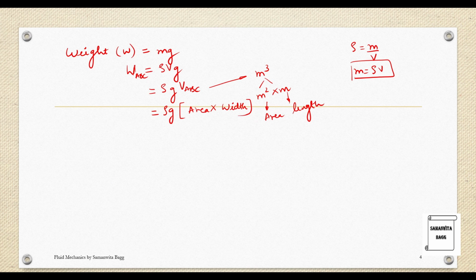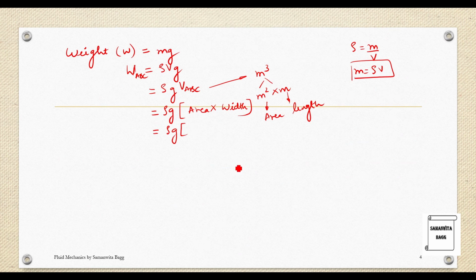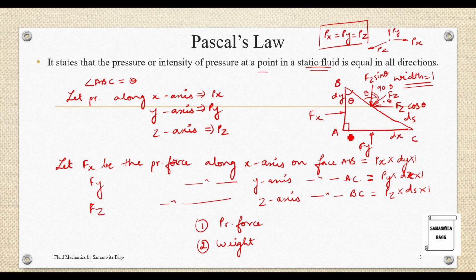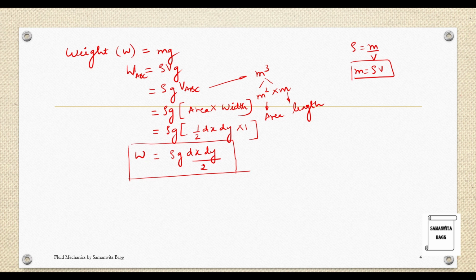Width is 1, the unity value which I have taken perpendicular to the direction of this screen. So this becomes rho g into area. Since it is a right triangle, can I say the area is half base into height? Base is dx, height is dy. So this becomes half dx into dy. And the width that is perpendicular inside is 1. So this becomes rho g dx dy by 2. Now we don't have to solve this at this point. It is just a term that we require later on. So as of now, I have just calculated the weight.